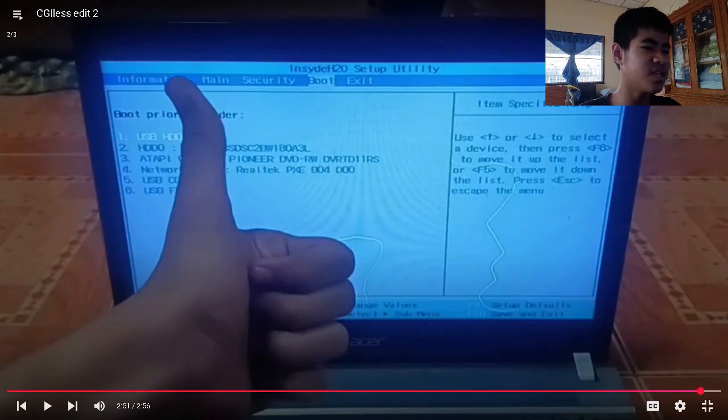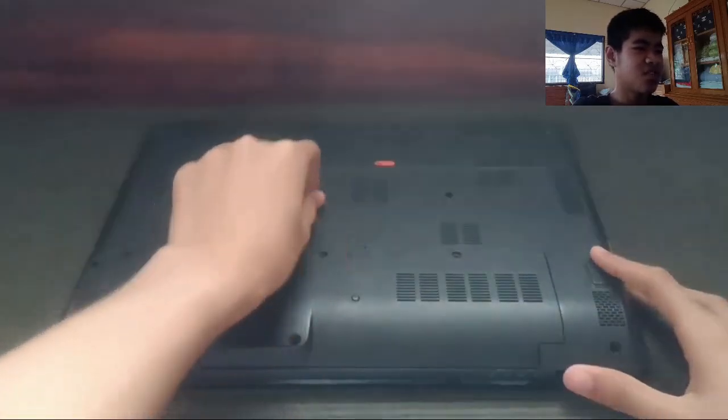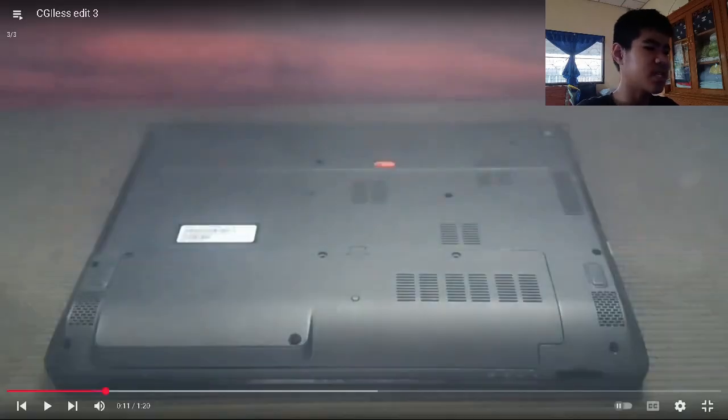So this means this specific laptop supports SSDs. And that's it. The third video is about replacing a DVD drive, an optical drive, with a SATA tray, otherwise known as a hard drive caddy adapter. Starting with DVD drive removal.